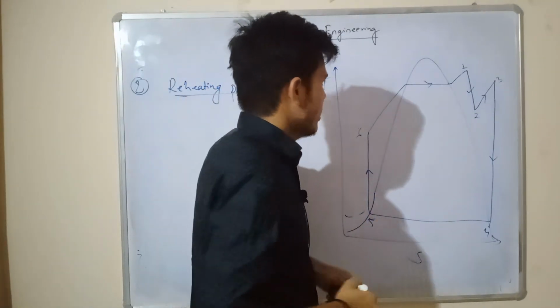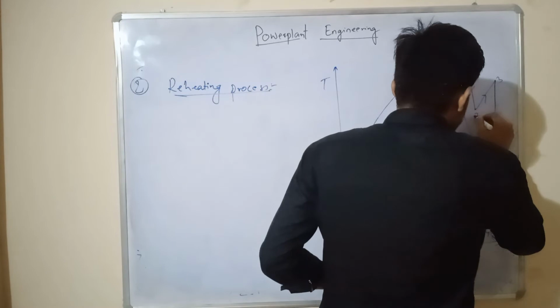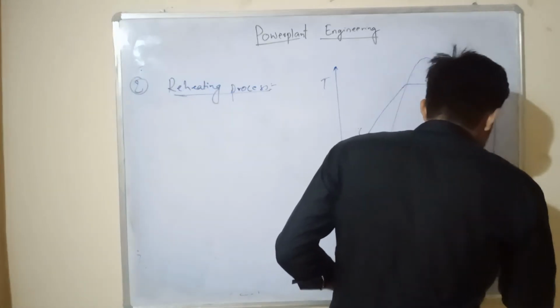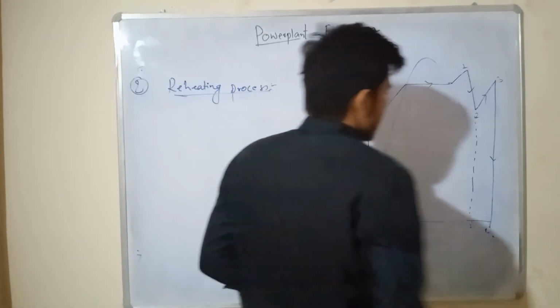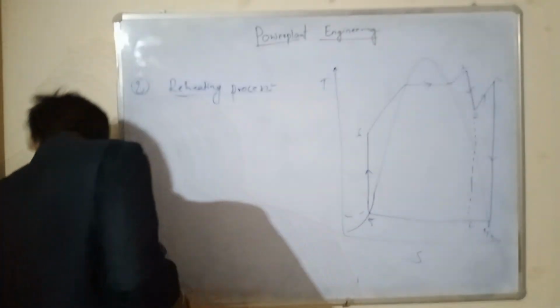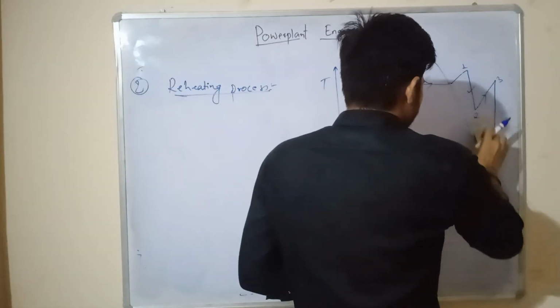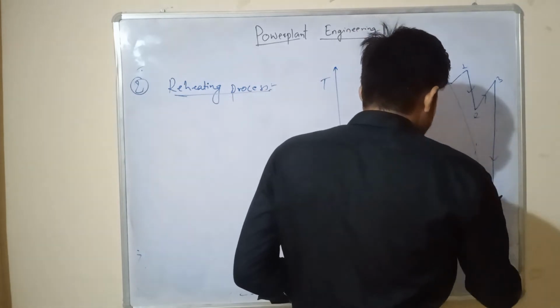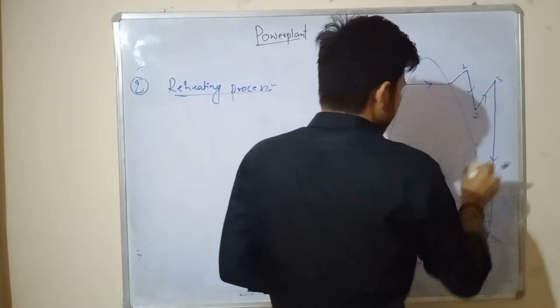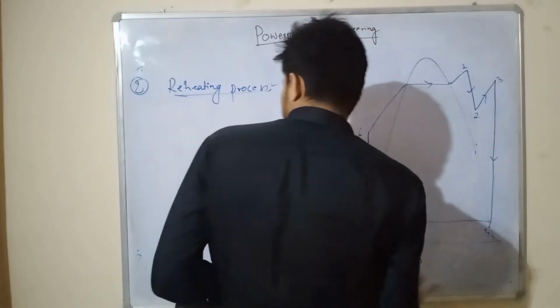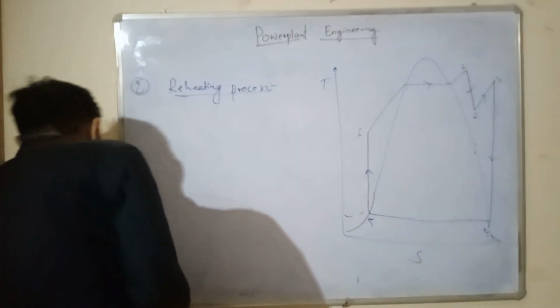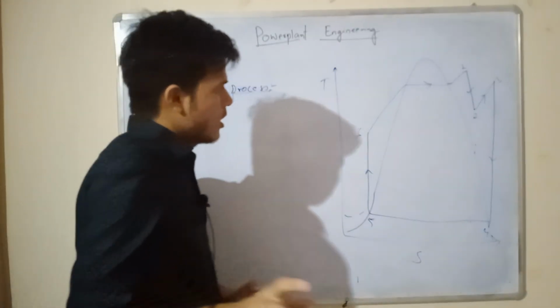Now without reheating, what do we get? We get 2 dash without heating, right? So I'm comparing the simple Rankine cycle with a reheating Rankine cycle. Without heating we get this. What are the effects? What are the basic effects in this cycle? Let's observe. Simple, my dear. What will happen?